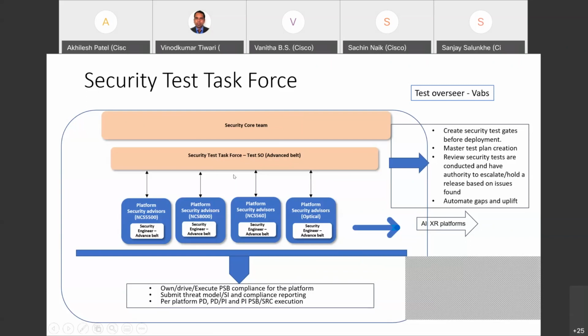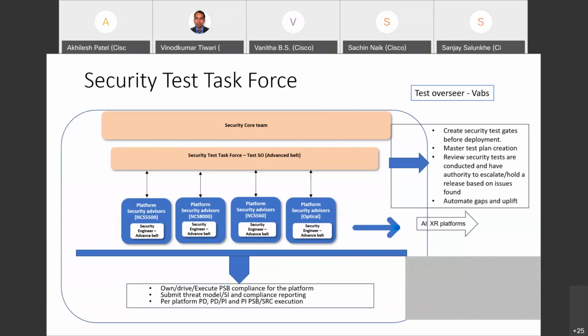Overall, the Security Test Task Force also has an enhanced team which will have a master test plan created for all PIs, and they have the authority to escalate and hold a release if it is not meeting. So if there's some important security bug, it cannot be closed without fixing it. So making it a DT must-have, SSTS is in the hands of these executing teams who go and put the right attributes.